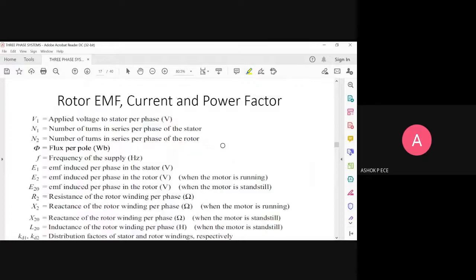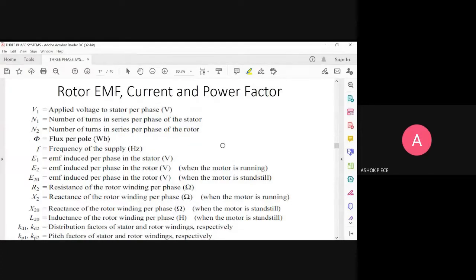The answer or not? Now, the very, very important thing, we are going to derive the rotor EMF, current and power factor for the induction motor. Okay, we are going to see how each of the things is going to vary. So before that, we are going to list the parameters which we are going to use in the derivation. See, always the notation here: 1 means it is going to be stator.